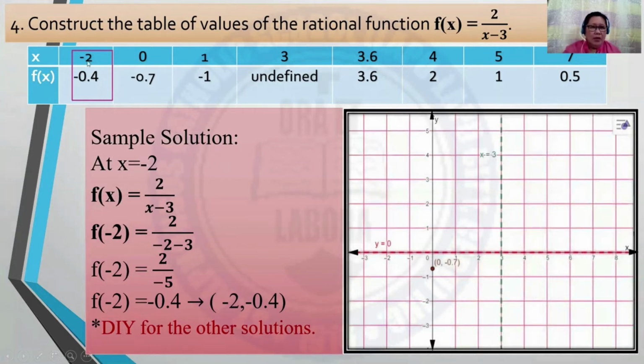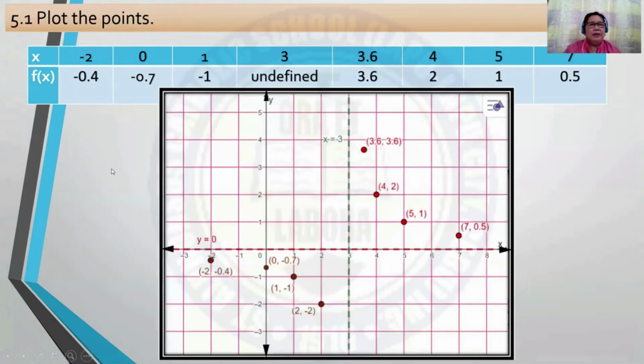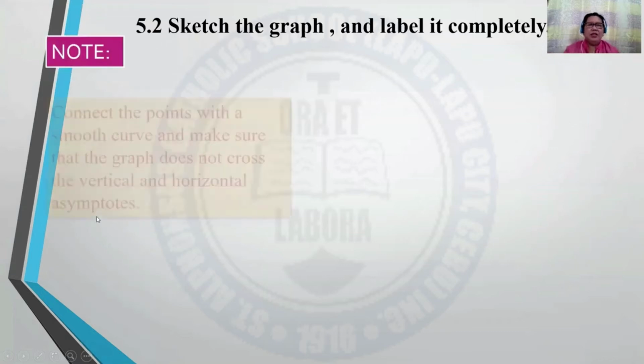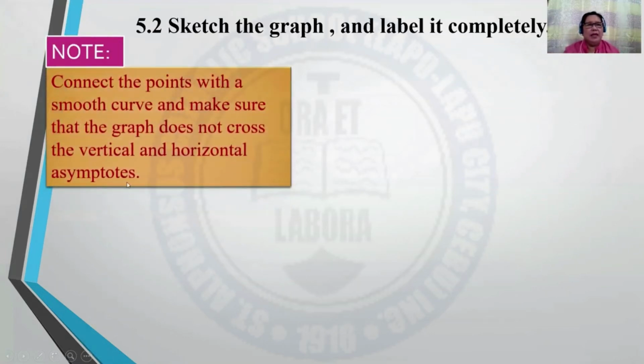Then, plotting the coordinates of the point. So the point is here, with the coordinates -2 and -0.4. For the other solutions, you can do it yourself. Then you have to plot all the points. 1, 2, 3, 4, 5, 6, 7. Plus the y-intercept. Then afterwards, you sketch the graph and label it completely.